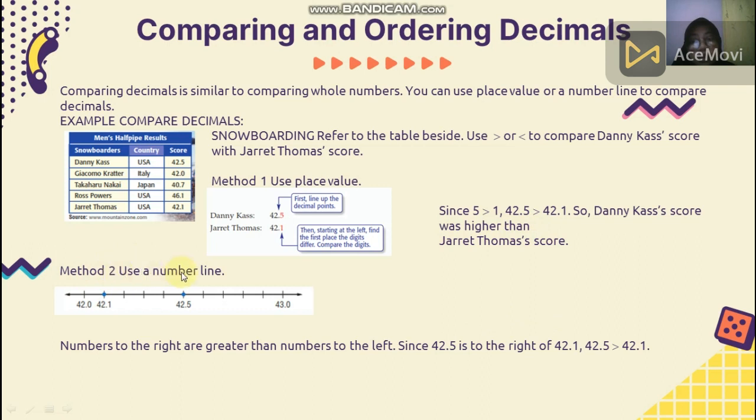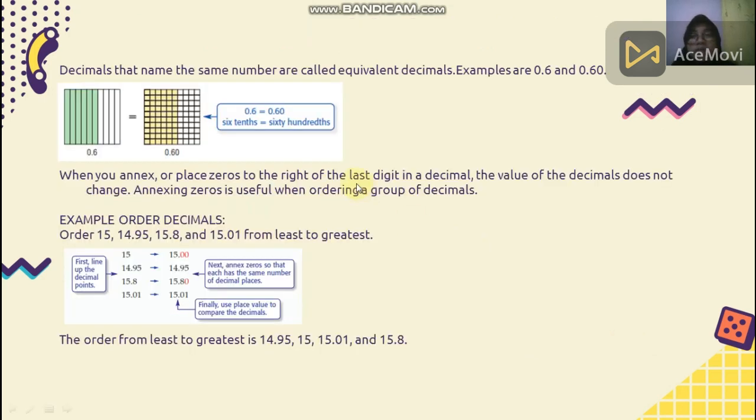Method 2, use a number line, like on the screen. Numbers to the right are greater than numbers to the left. Since 42.5 is to the right of 42.1, 42.5 is greater than 42.1.